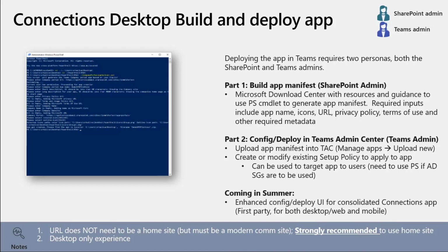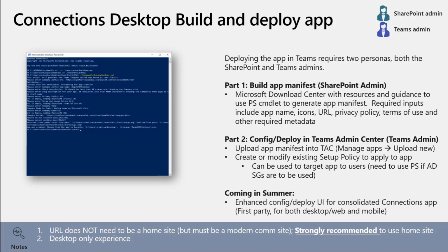So the question that was asked earlier: are we going to move away from PowerShell? The answer to that question is yes. In the summer timeframe, when we make the mobile app for Connections available, we'll be combining the setup, configuration, and deployment experience into a single app manifest. It will be a first-party app, so this is slightly different from what you see here in the Connections Desktop experience that we have today, which results in the creation of a line of business app.